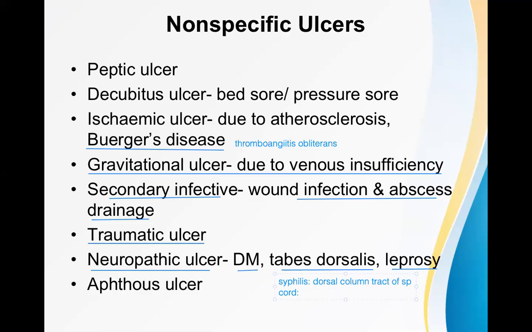There is loss of sense of position, stereognosis, fine touch. Fine touch is also a function of the dorsal column tract. Pressure sensation, all of these are lost. Two-point discrimination is also a function of the dorsal column tract. Okay, so please remember that this is known as tabes dorsalis.